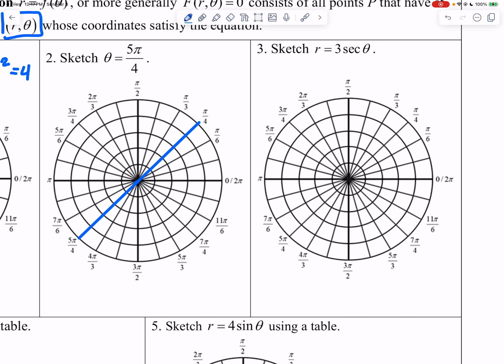For number 3, whenever we want to sketch 3 secant of theta, let's probably convert secant of theta into something that we know. Let's say 3 over cosine of theta. And that is r cosine of theta is equal to 3. And we know that r cosine of theta is x. So x is equal to 3, meaning that I'm going to have a vertical line at essentially 3. Right there.